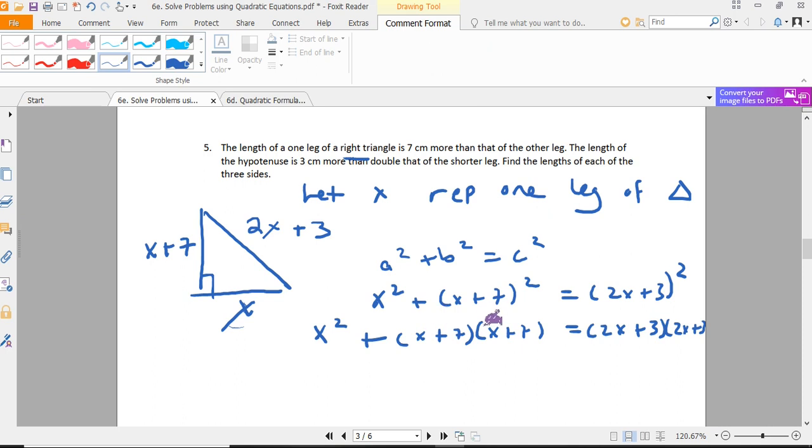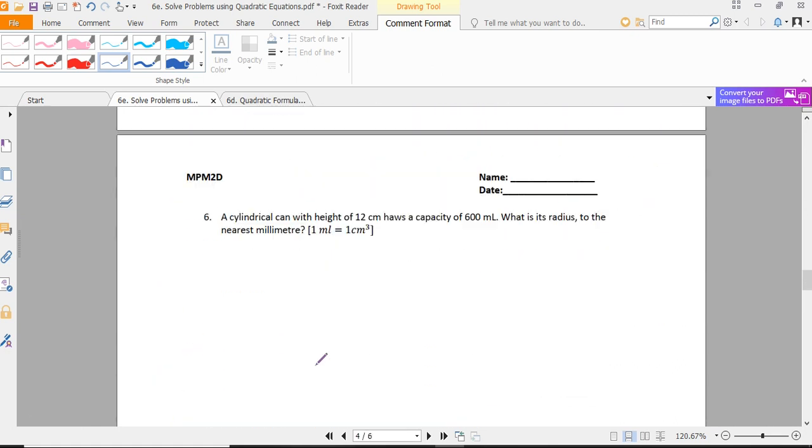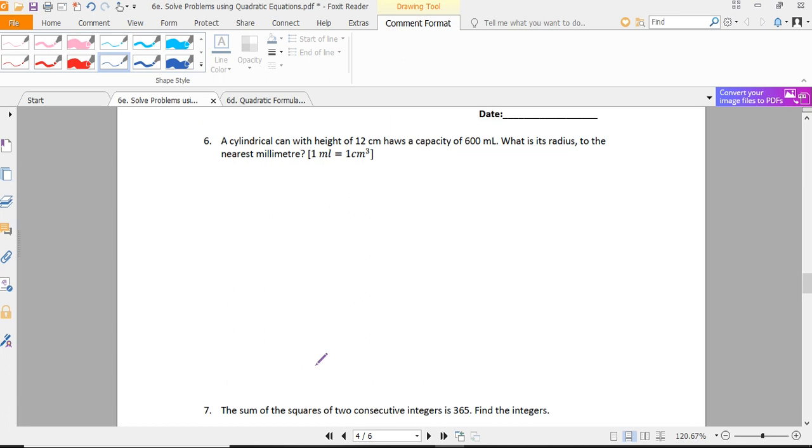Okay? And then I'm going to expand this out. So x squared plus 7x plus 7x plus 49. And then, again, factor or use the quadratic formula. Okay? So the rest of these are pretty similar.